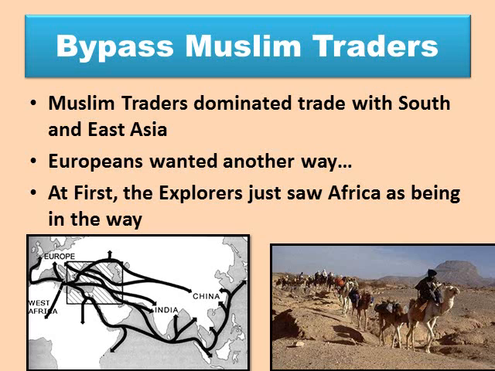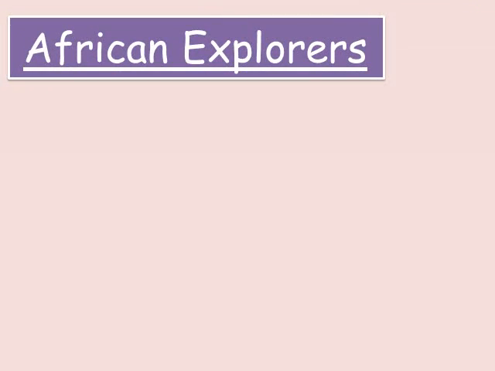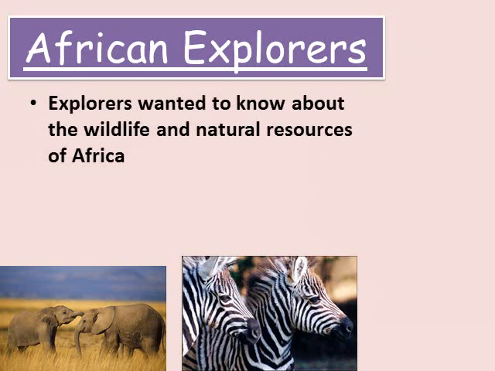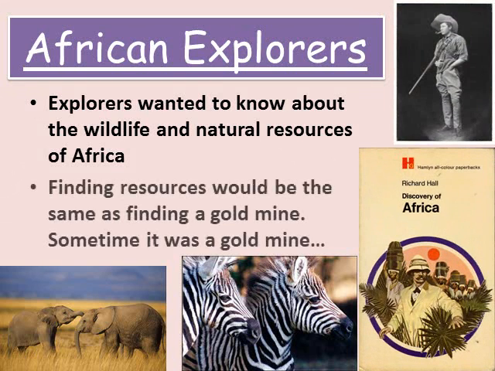So really, at first, the explorers just saw Africa as being in the way. The first Europeans to start to explore Africa really started to realize that maybe Africa just wasn't in the way. It actually had a lot of resources. They were interested in the wildlife of Africa. It was much different than any other place they'd seen. And they were also very interested in the natural resources of Africa.